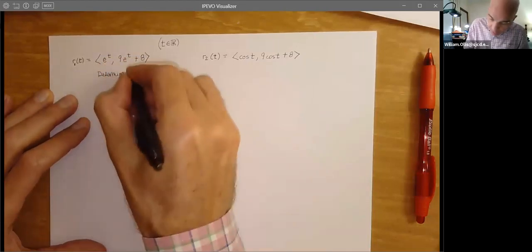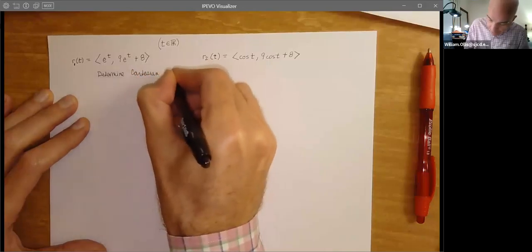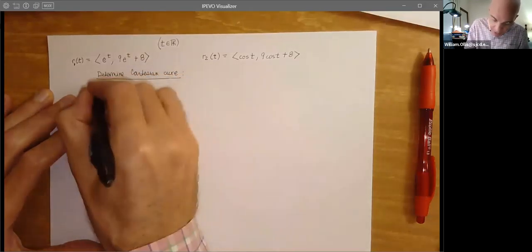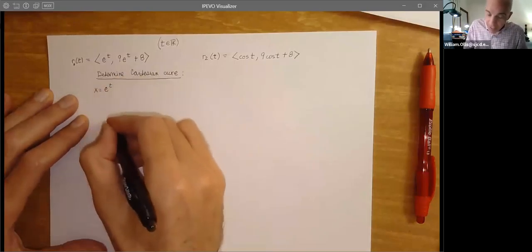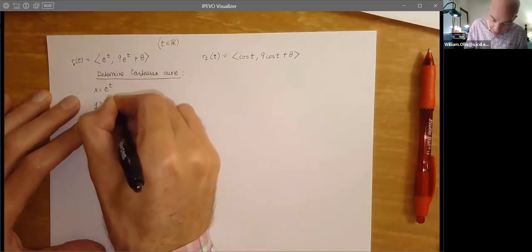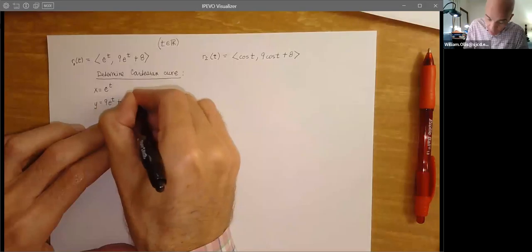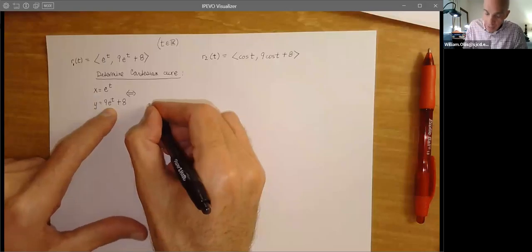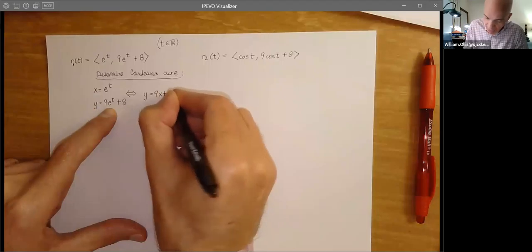So if you just assume and throw caution to the wind and you don't check your parameterizations, then you may be sorely disappointed. So now we're thinking, what's the Cartesian curve? So determine the Cartesian curve. So in this case, this is easy, but it's a nice problem. x equals e to the t, and we have y equals 9 e to the t plus 8.